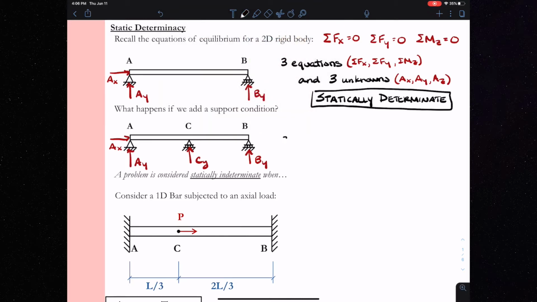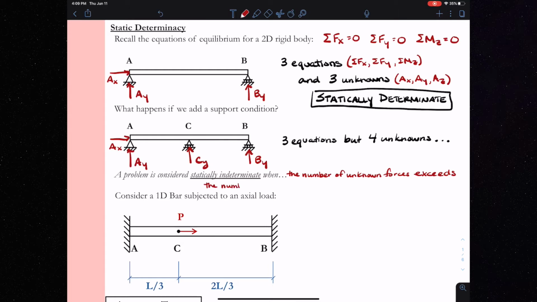I'm still a two-dimensional rigid body, so I still only have 3 equations of equilibrium. But now I have 4 unknown variables, 4 unknown support forces. Therefore, I won't be able to come up with 4 linearly independent equations. I'll only be able to come up with 3. And therefore, we would classify this rigid body as statically indeterminate because we will have to use something else beyond statics to determine the answer of the problem.